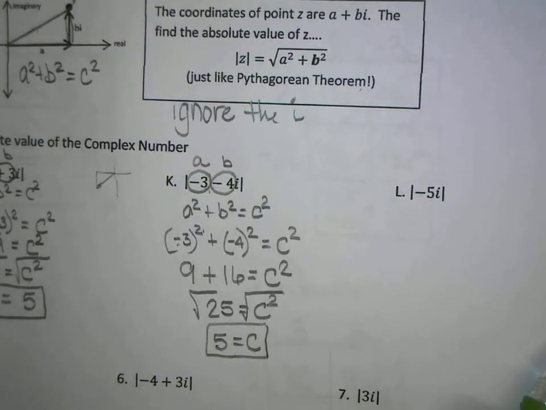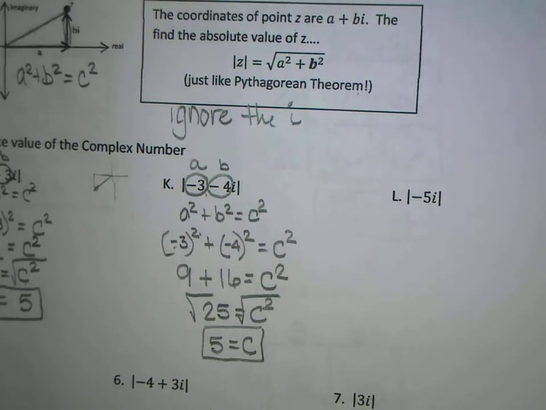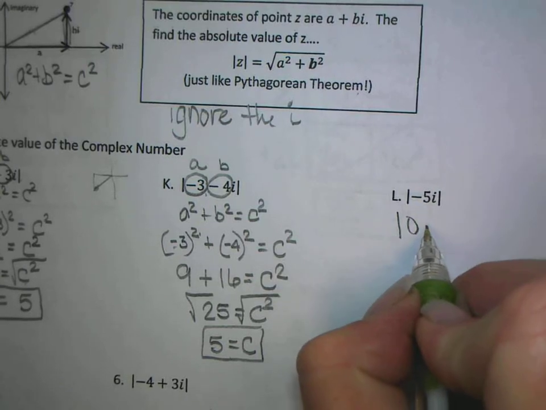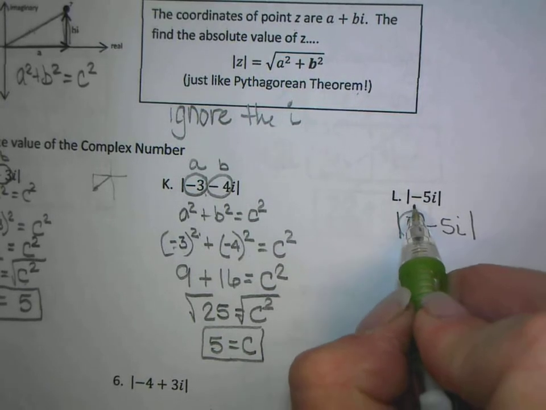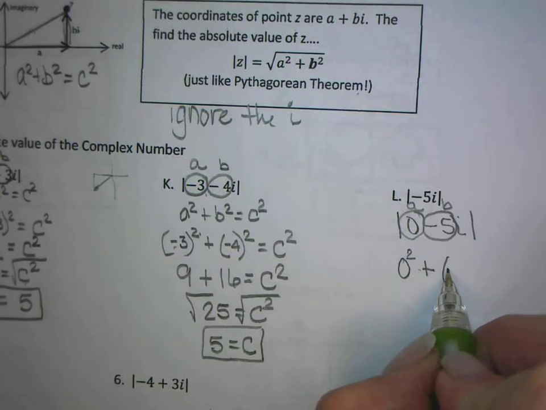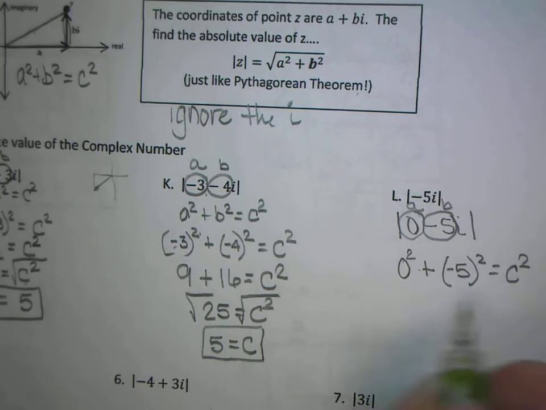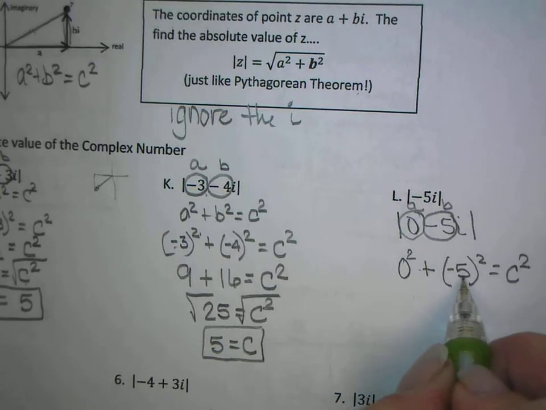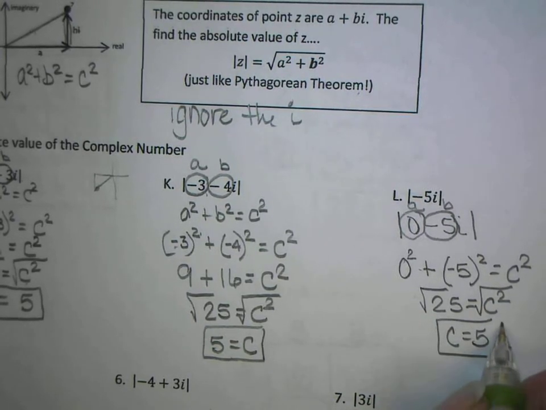Now, L is a little different because there is no real, so there is no quote-unquote a. Actually, this is the absolute value of 0 minus 5i, and it might be easier to go ahead and write that. So this is your a and negative 5 is your b. If you need to write it, go ahead: 0 squared, that's your a squared, plus b squared equals c squared. So 0 squared is 0 plus 25 equals c squared. Look at that. They're all the same. And c equals 5. All right.